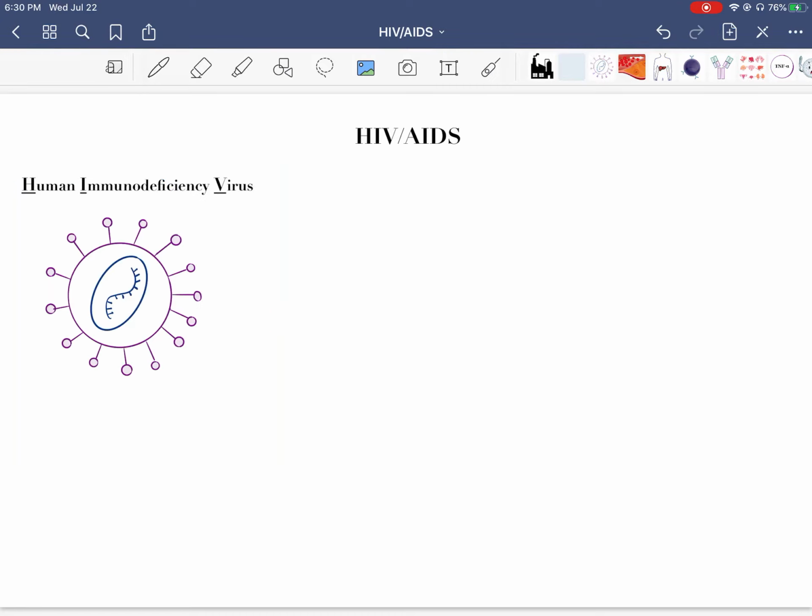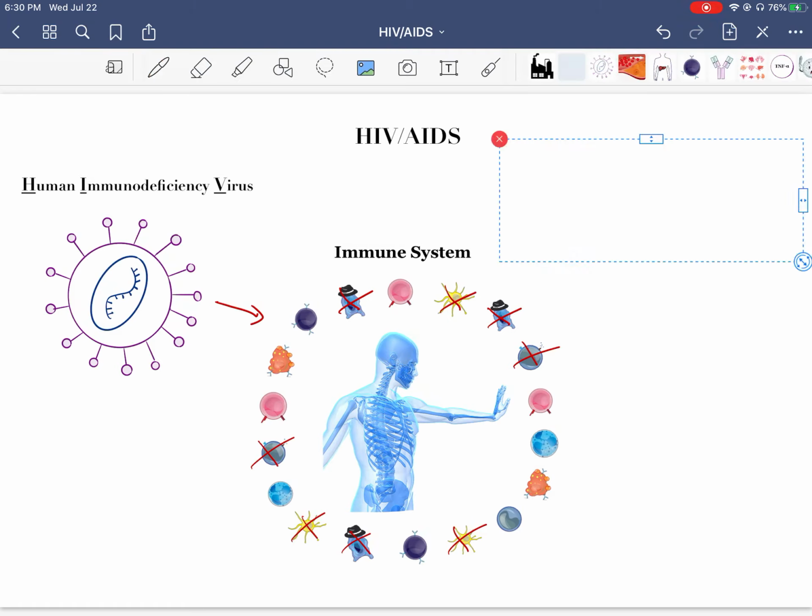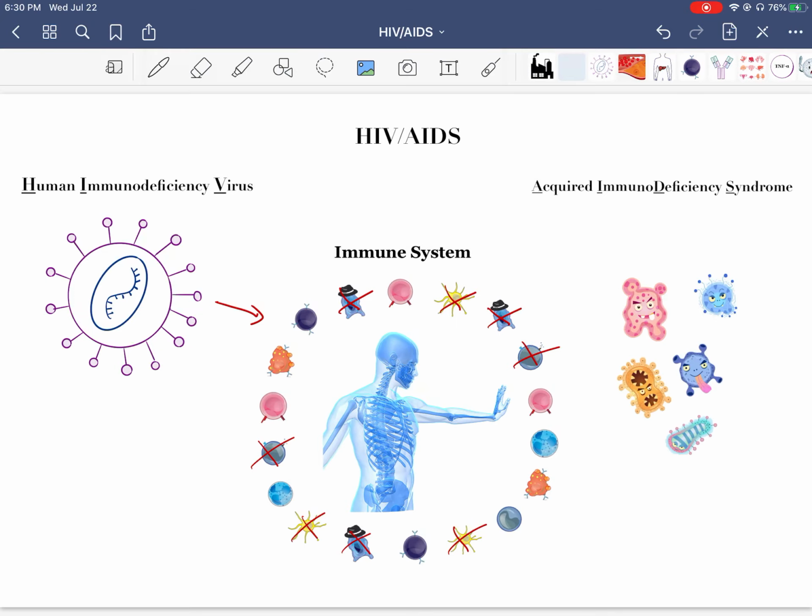HIV stands for Human Immunodeficiency Virus and is a virus that targets the cells in our immune system. Untreated, HIV damages our immune system over time and eventually weakens it to the point of failure. This causes a disorder known as acquired immunodeficiency syndrome, or AIDS. With AIDS, you're in a state where your immune system cannot function effectively, and thus your body is unable to fight off even the most basic infections that a healthy immune system would easily be able to handle.